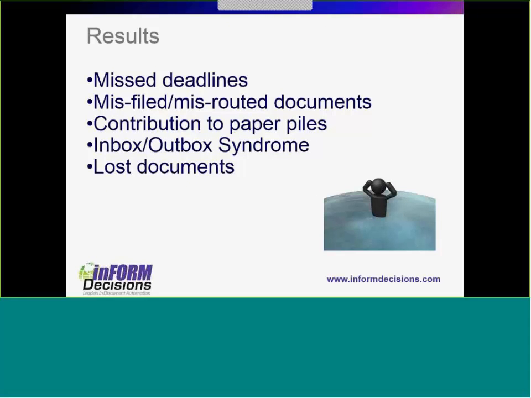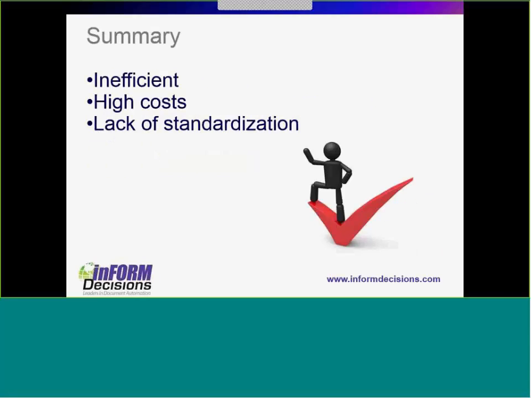So the results: a lot of companies feel like they're drowning. Deadlines are being missed, documents are lost, routed to the wrong destination where they can sit for days or even weeks. And the paper just keeps piling up on desks, causing further backups and delays. Okay, so we've got a number of issues from this paper mail process. And in summary, it's really inefficient, has high costs associated with it, and the lack of standardization on how organizations process that mail can cause numerous business issues.